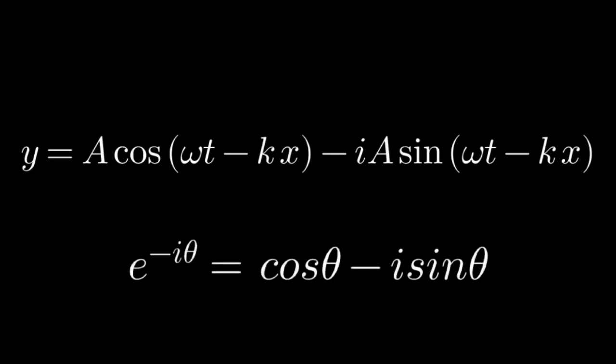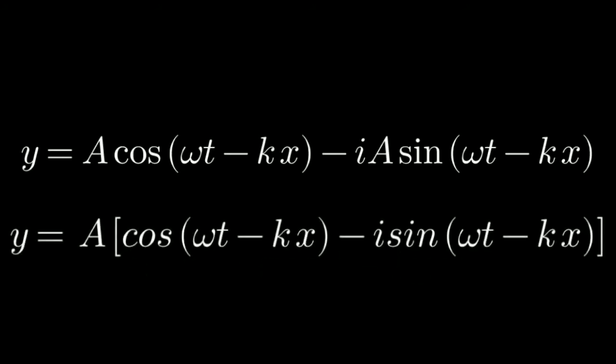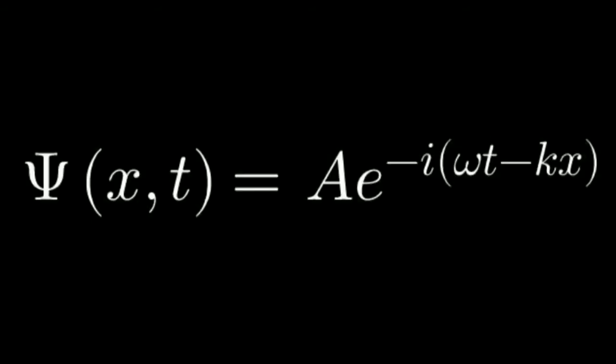And here theta is equal to ωt − kx. Now we will take a common in the first equation and we will get a similar expression as that of Euler's formula, and by using Euler's formula in that equation we will get y is equal to a e to the power minus i(ωt − kx). Now I have replaced the y with the Greek letter psi, which is also known as the wave function of our particle. Here it is a function of x and t, as you can see in the powers of e.